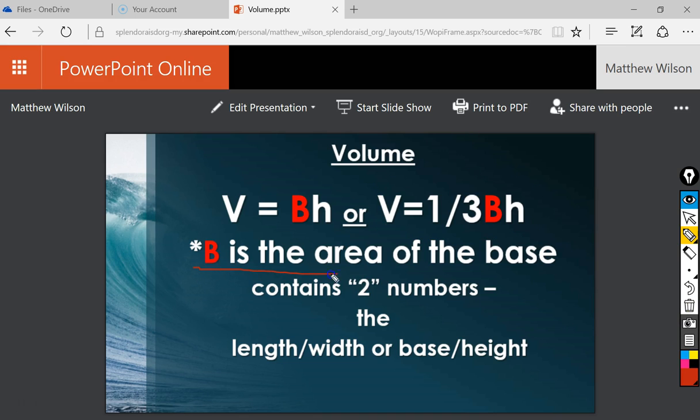And this capital B is the area of the base. So our base will always have 2 dimensions, and it will always be either a rectangle or a triangle, which we happen to know how to find the area of. So this one's kind of like a 2-step problem. You will find out what your area of the base is, plug it in for the capital B, and then multiply by whatever the height is. So you might have to use height twice. Make sure you don't get that confused. And that's what that contains 2 numbers means. The capital B has length, or base, and height.